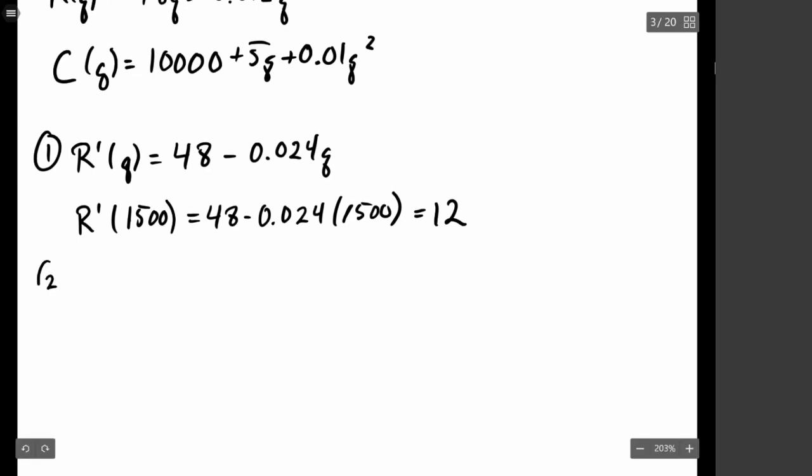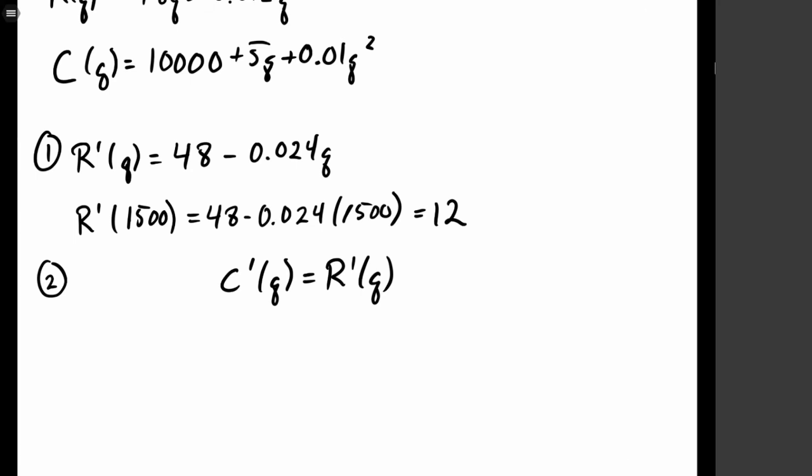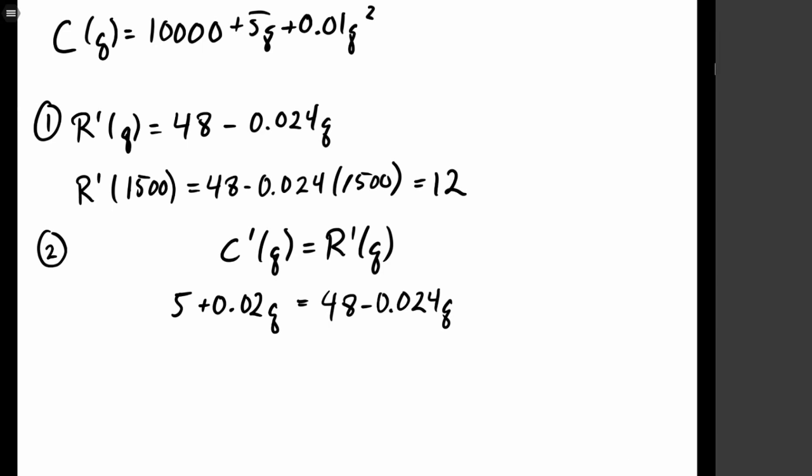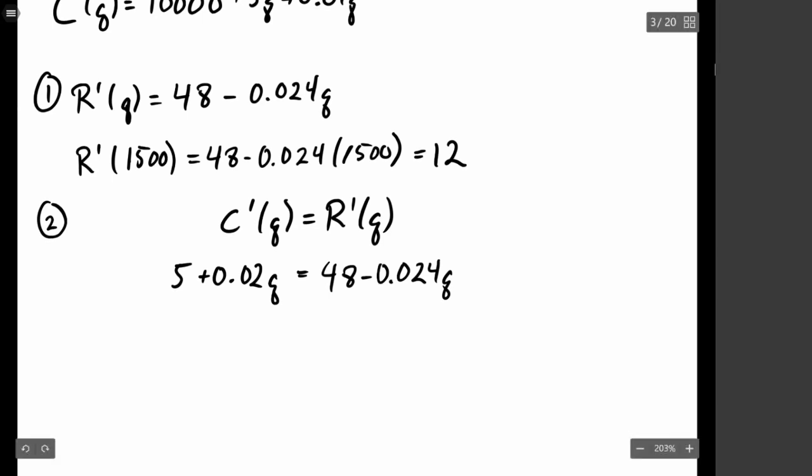So what we want to do to maximize the profit, remember, is we want to say C'(Q) = R'(Q). We want to maximize the profit, so we set these two equal to each other. So we have 5 + 0.02Q = 48 - 0.024Q. We just have to solve this equation for Q.